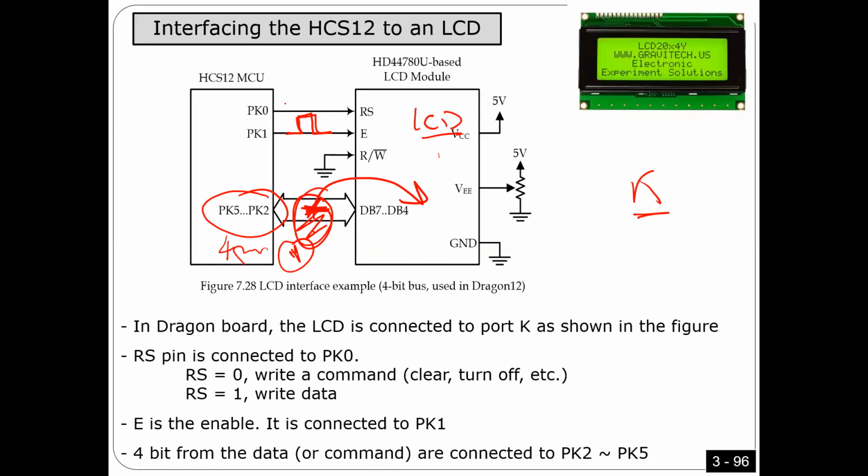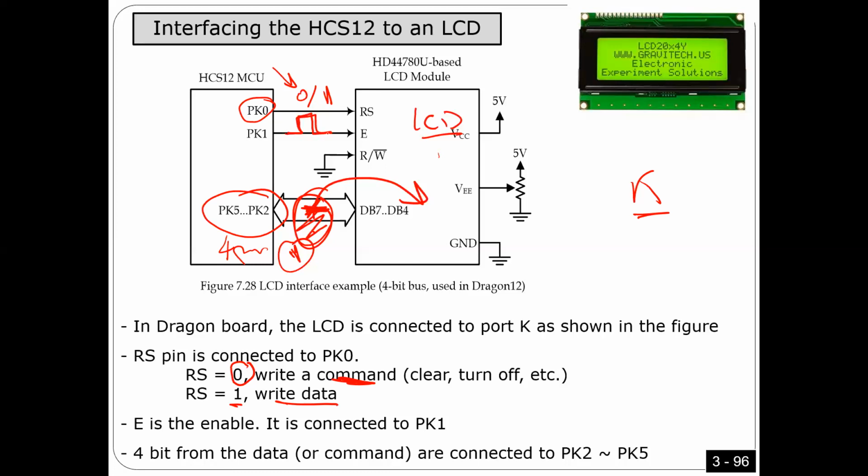Also, we have here PK0. You can put 0 or 1 on this one. This one is used to tell the LCD if you are sending data or command. If you put 0, that means you are telling the LCD, I'm gonna send a command right now. If it is 1, that means you are telling the LCD, I'm gonna send data, because this is how the LCD can know if what you are sending is data or command, right?